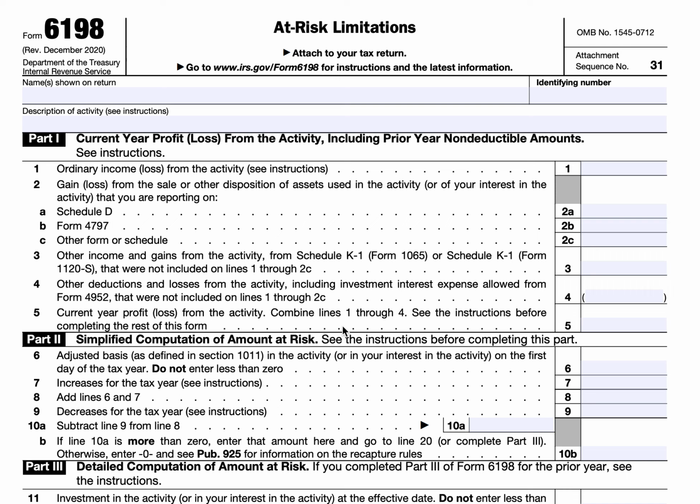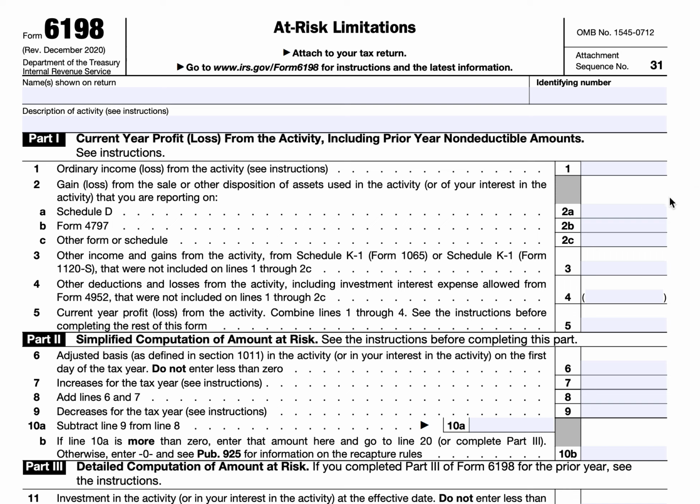So we'll start in part 1, where we're going to calculate the current year profit or loss from the activity. So in line 1, if you are a taxpayer other than partners or S corporation shareholders, then you would enter your ordinary income or loss from the at-risk activity without regard to any limitations. So simply subtracting your deductions from your total income for the year.